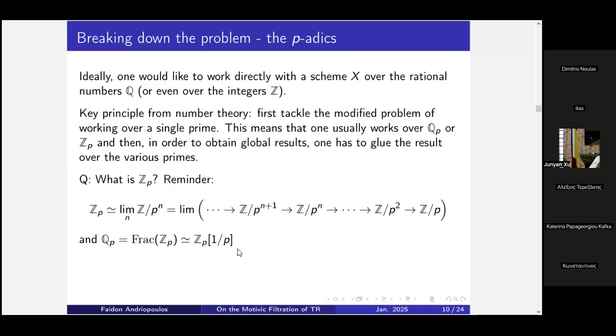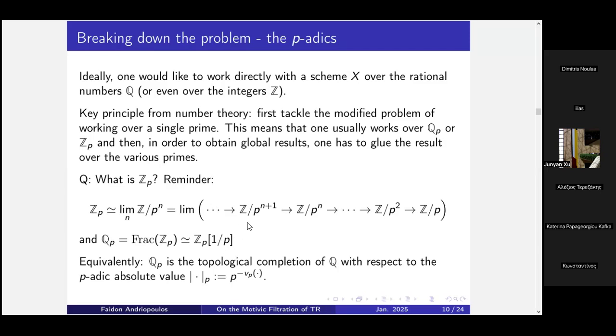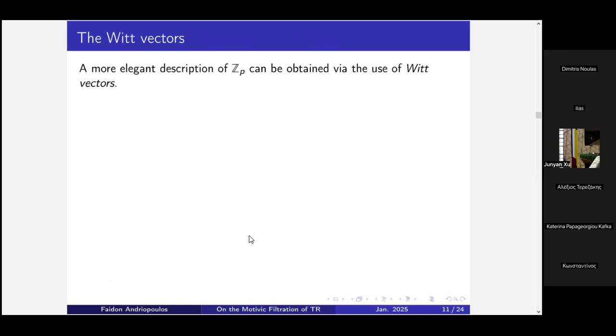This is a pretty algebraic construction. If one wants to think of it in terms of, say, topology, we can think of the p-adic rational numbers as the topological completion of Q with respect to the p-adic absolute value, which tells us the degree of divisibility by P of a given rational number. The description of which I gave a reminder is quite a concrete one.